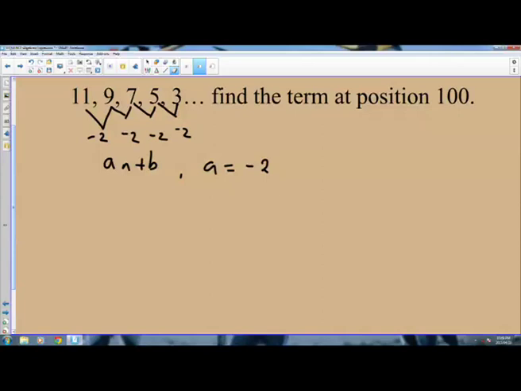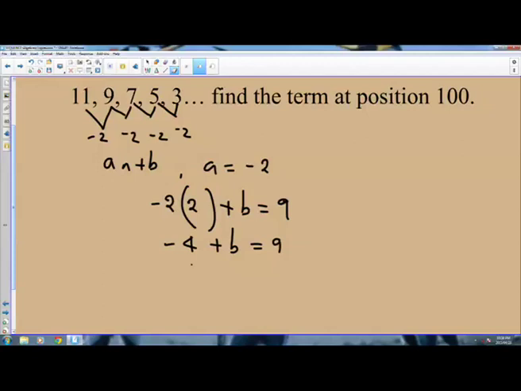To find b, we can use the term at position number 2 or even position number 3. But let us use the term at position number 2. It will be minus 2 times the term at position number 2, because our n is the position, plus b, equals what is the value of the term at position number 2? In this case, it is 9. So this simply means minus 4 plus b equals 9.